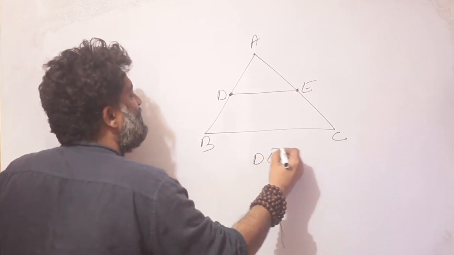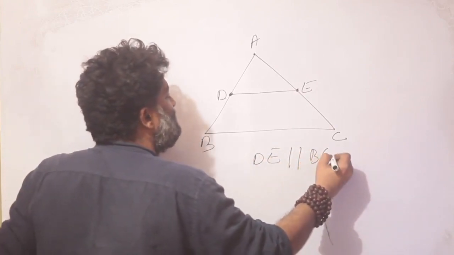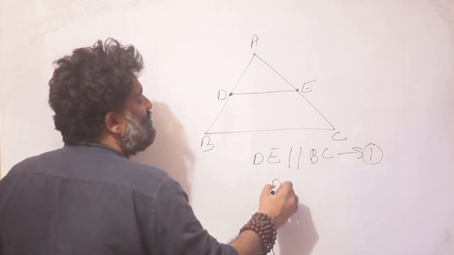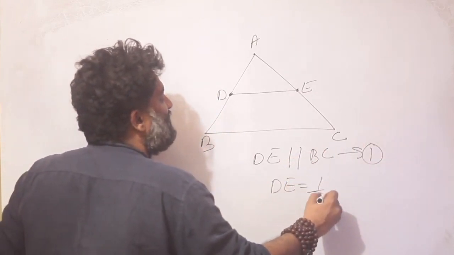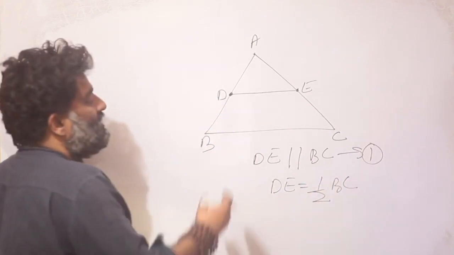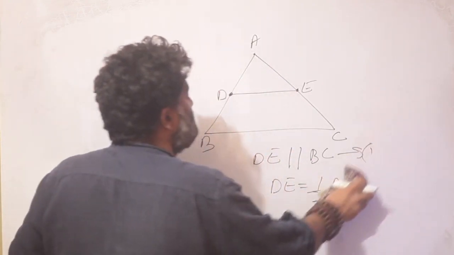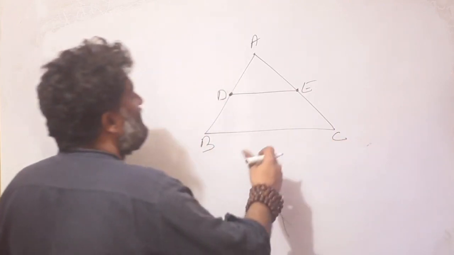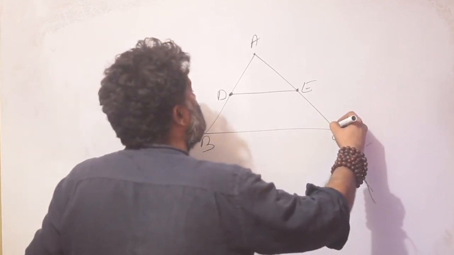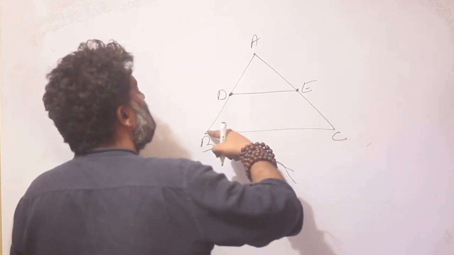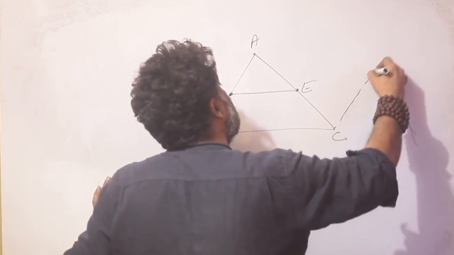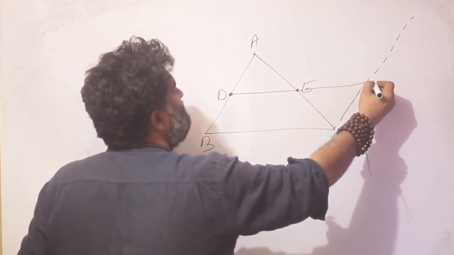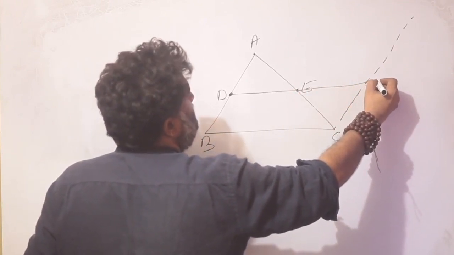So DE is going to be parallel to BC is one thing that I want to prove. The other thing that I want to prove is that DE is going to be half of BC. So let's see how we will go about proving this. I want to prove that DE is parallel to BC and DE is half of BC. And again a very common idea, I will draw a line parallel to line BA. And then I will extend this line and let me call it point F.